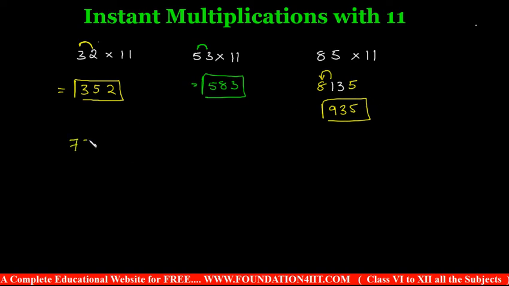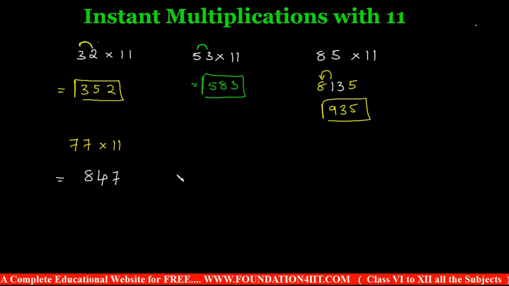See one more example. If it is 77 into 11. You need not use paper, just calculate internally. 7 plus 7 is 14, right? 1 and 4. But the 1 should not be written. Keep 1 in mind and add it to 7, which gives 8. So the answer is 847. It's a three digit number.